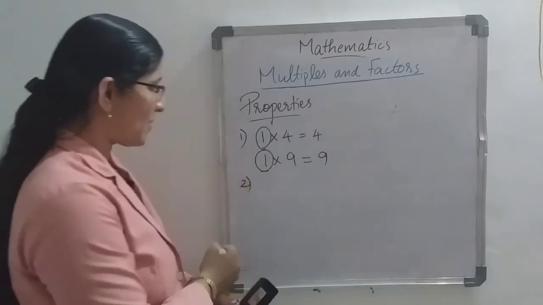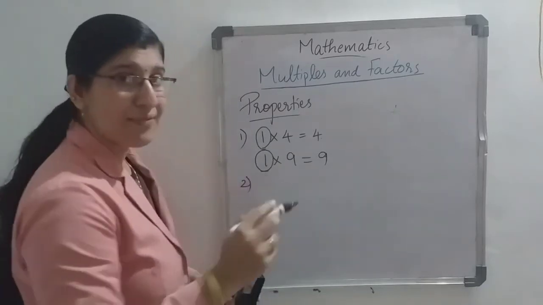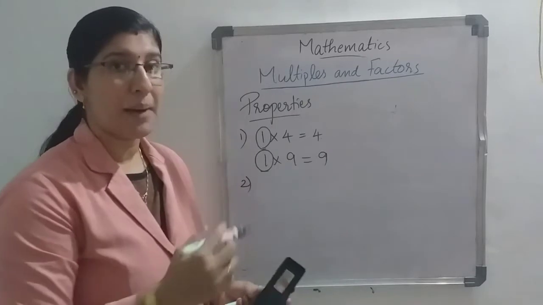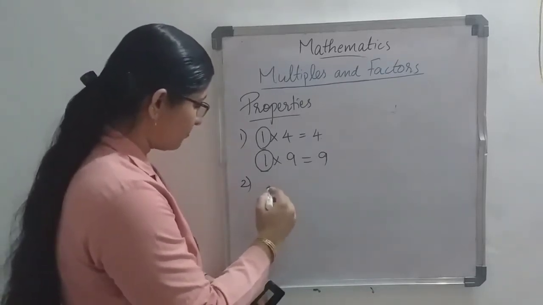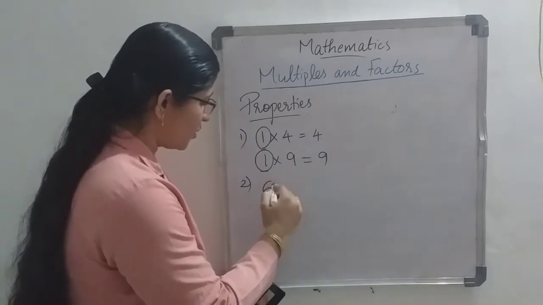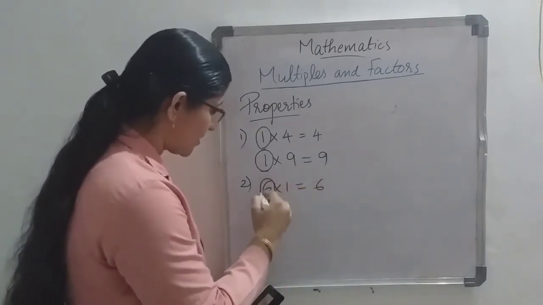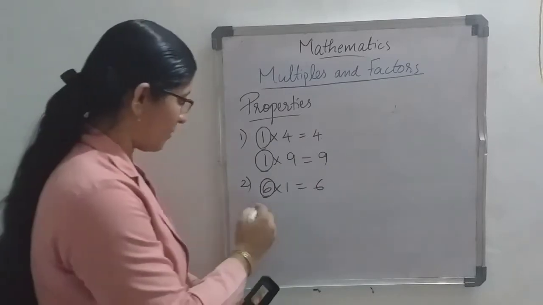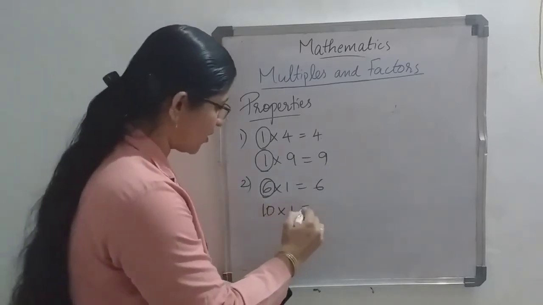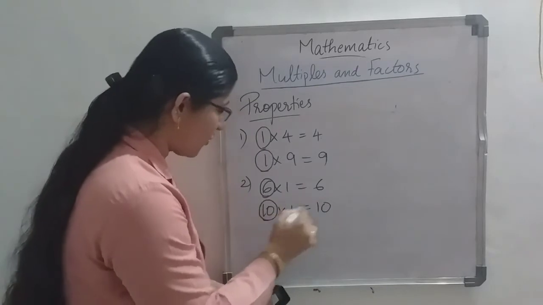So 1 is a factor of every number. The second property is that the number itself is a factor of every number. For example, 6 into 1 is equal to 6. 6 is the number itself. Any number, 10 into 1 is equal to 10. So 10 is a factor of 10.